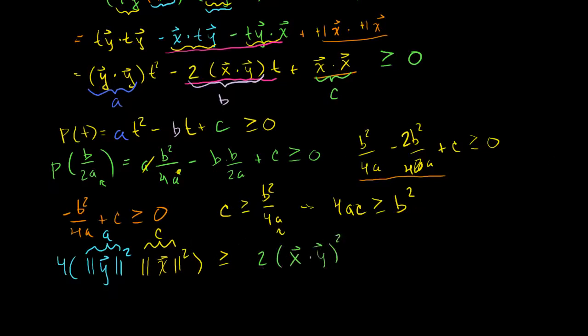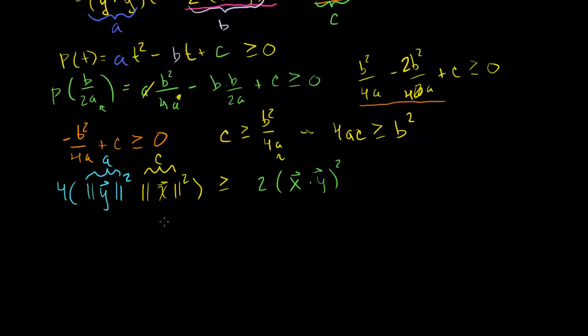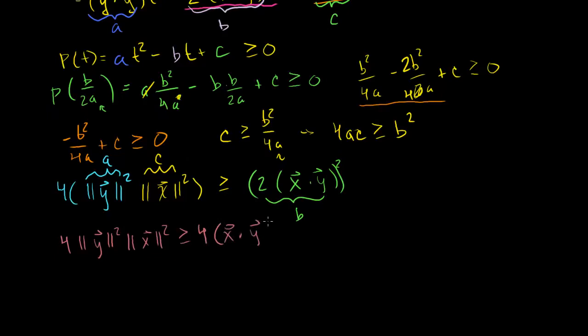So we've gotten to this result so far. And so what can we do with this? Oh, sorry, this whole thing is squared. This whole thing right here was b. So let's see if we can simplify this. So we get, and I'm going to switch to a different color, 4 times the length of y squared times the length of x squared is greater than or equal to, if we square this quantity right here, we get 4 times x dot y times x dot y.